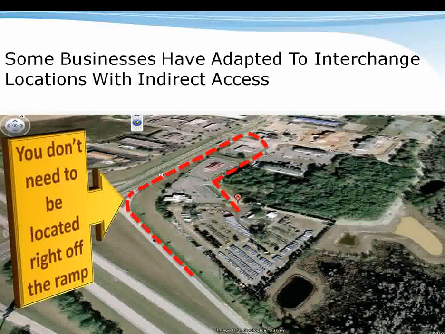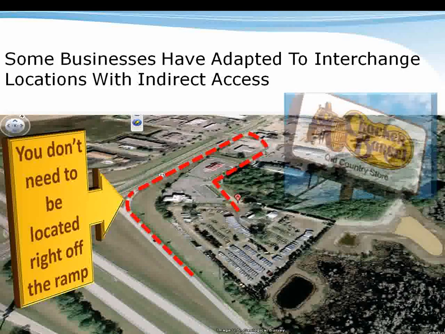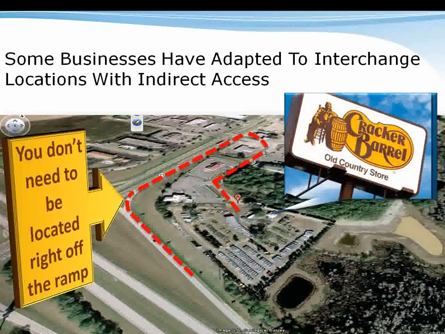In fact, some businesses have adapted to having interchange locations that are not absolutely direct. I think we all know that the Cracker Barrel locations, we usually have to travel a fairly long distance to get to the Cracker Barrel, but we still, because we like Cracker Barrel, want to go there.